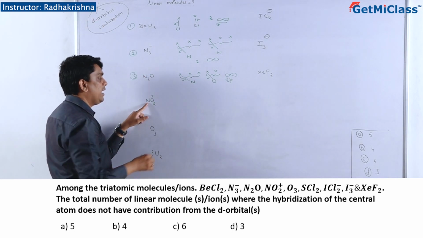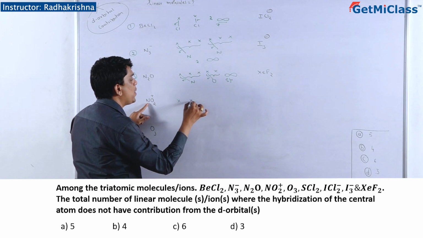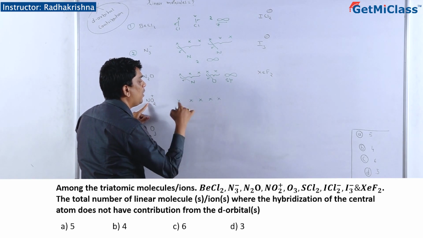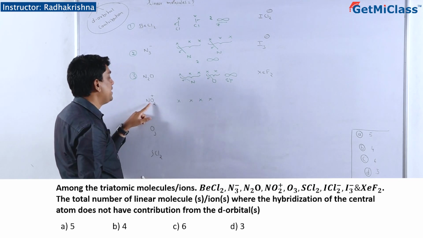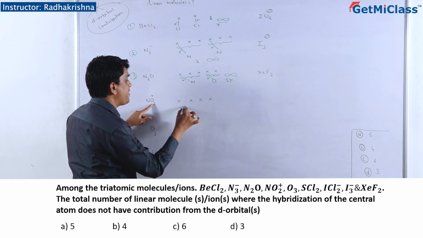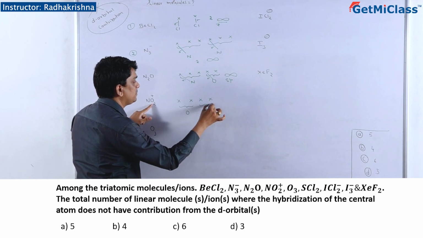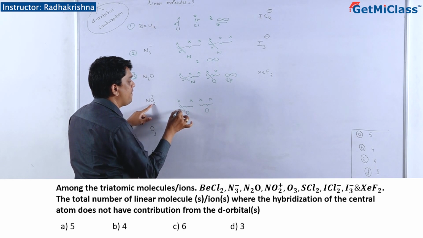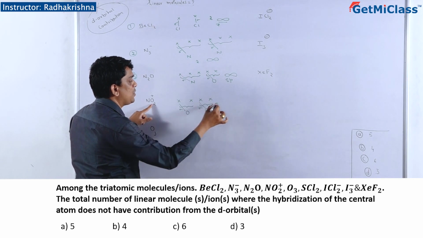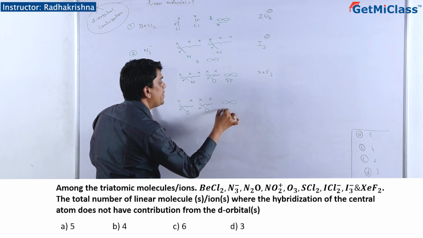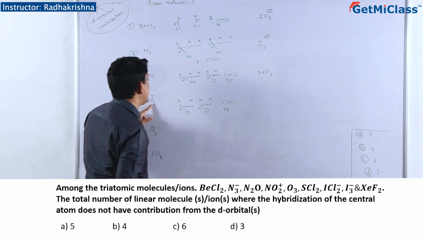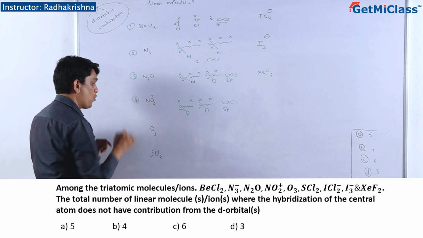NO2 plus: nitrogen in the center, 5 valence electrons, plus means 1 electron less. Now we have 2 oxygens, divalent. Double bond means only 1 is sigma. 1 and 1, 2 sigma, 2 hybrid orbitals. Geometry is linear, and of course hybridization is sp, so we have 4.